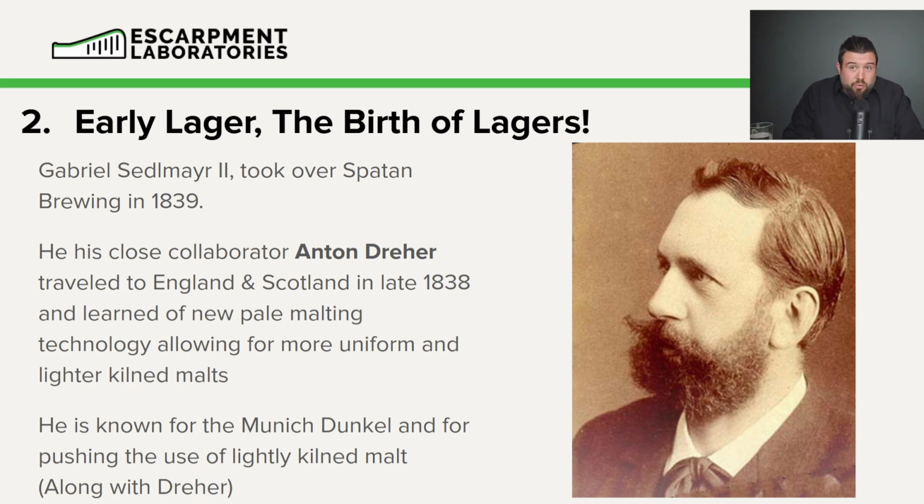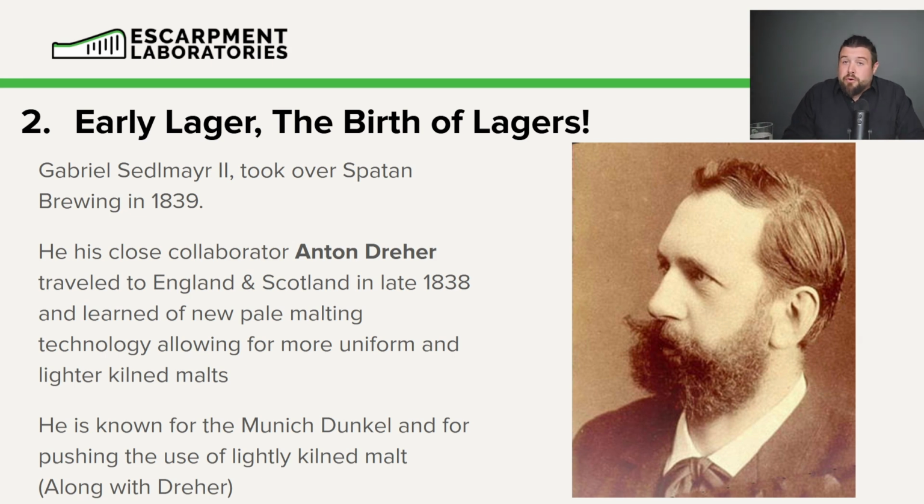The English were actually the ones who developed the ability for us to make very lightly kilned grains. Before this point, almost all the grains used in brewing were functionally dark, some would be very, very black, some would be very, very light, not consistent or uniform by any means. These two went over to England and Scotland and learned how to make these new lighter malts. And their breweries took off because of it.